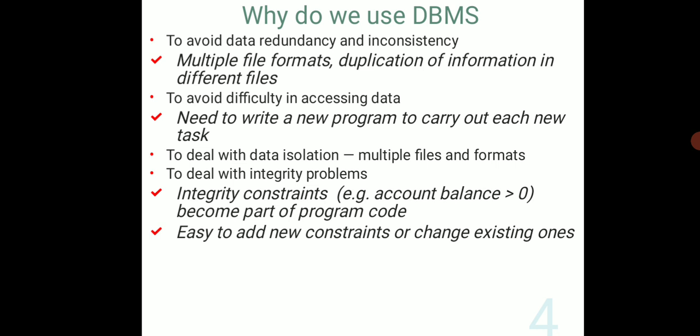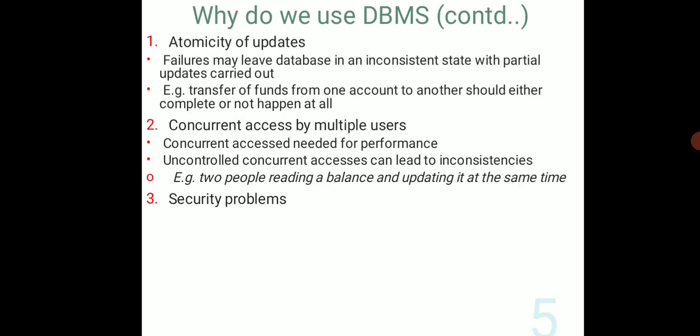To deal with integrity problems: integrity constraints, for example account balance greater than 0, become part of the program code. It is easy to add new constraints or change existing ones. Then atomicity of updates: failures may leave the database in an inconsistent state with partial updates carried out. Example, a transfer of funds from one account to another should either complete or not happen at all. Concurrent access by multiple users is needed for performance, but uncontrolled concurrent accesses can lead to inconsistencies. Example, two people reading a balance and updating it at the same time.